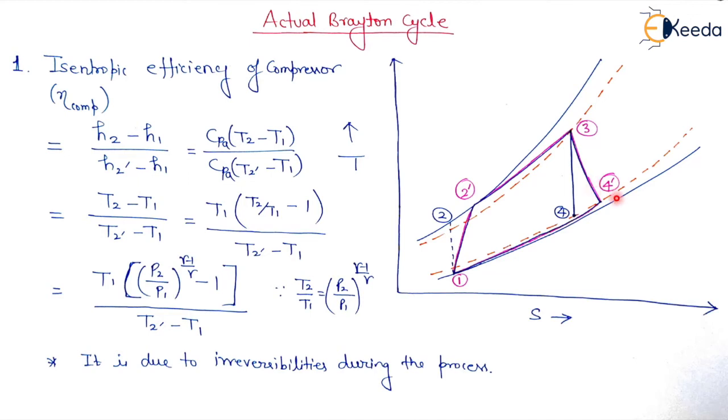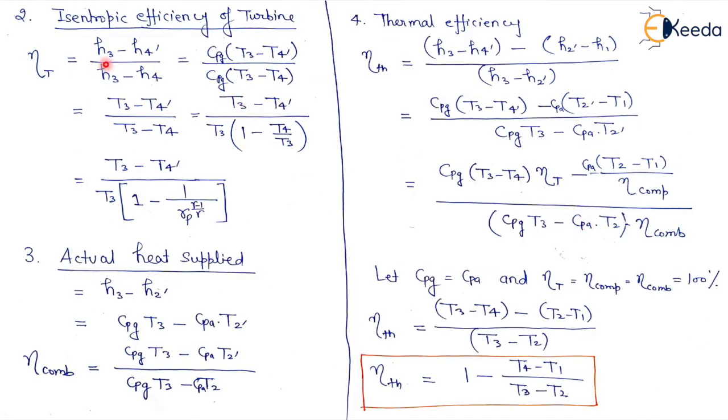So what is the less difference? In which case is the less difference there? You see here, the less difference is process 3 to 4 dash, and the more difference is 3 to 4. So what will be the isentropic efficiency for the turbine? That will be H3 minus H4 dash divided by H3 minus H4.